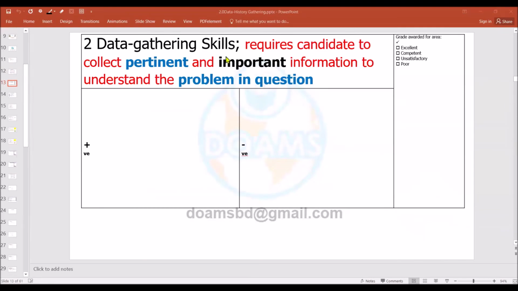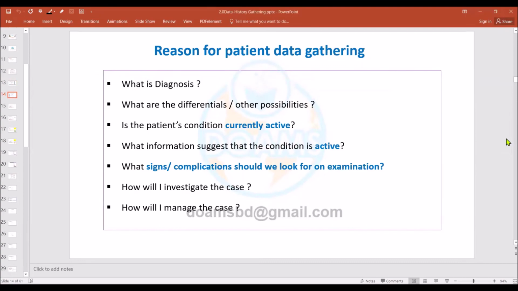The main focus of the history taking skill is that our history should be pertinent, with important information to understand the problem in question. You heard about the focused examination, but indirectly, history also should be focused. There is some importance of asking some routine questions, as you know by attending our previous sessions, but not all routine things are important. What routine things will be important, I will show and discuss.